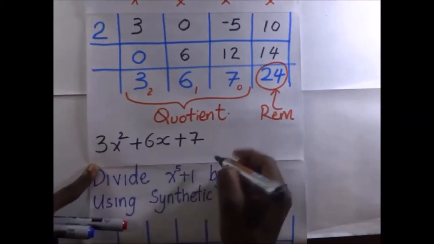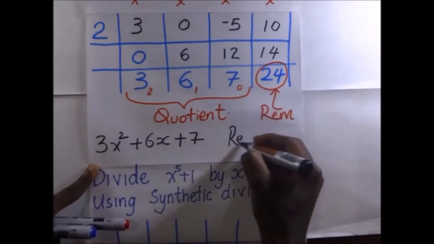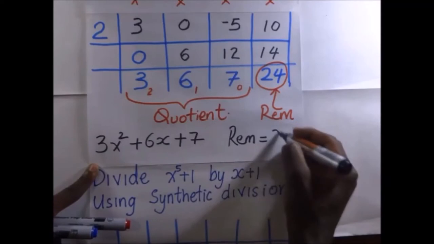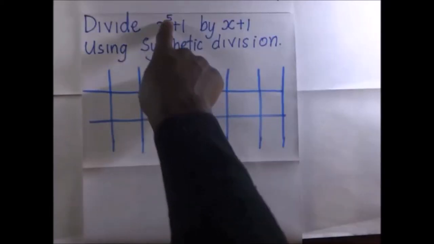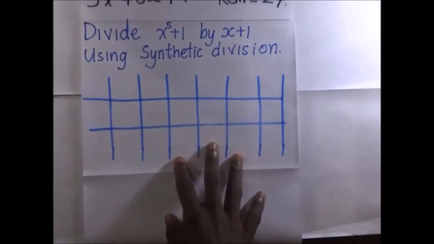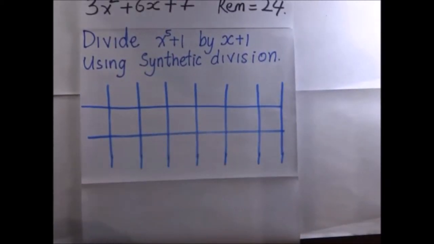That will be our quotient, and our remainder is 24. That is the answer. So now let's do one more example: x to the power 5 plus 1 divided by x plus 1 using synthetic division. We are going to do the same.